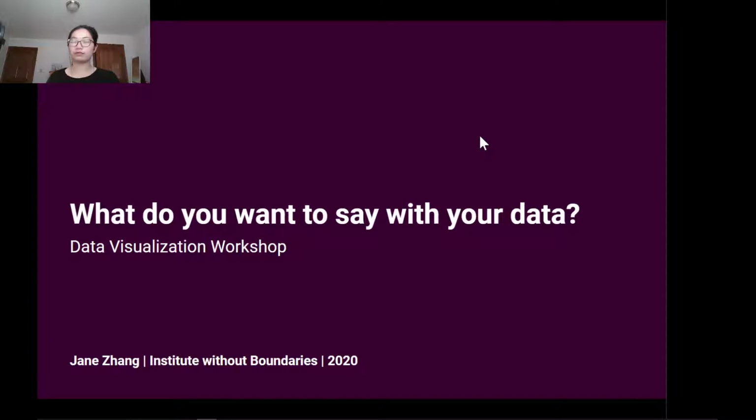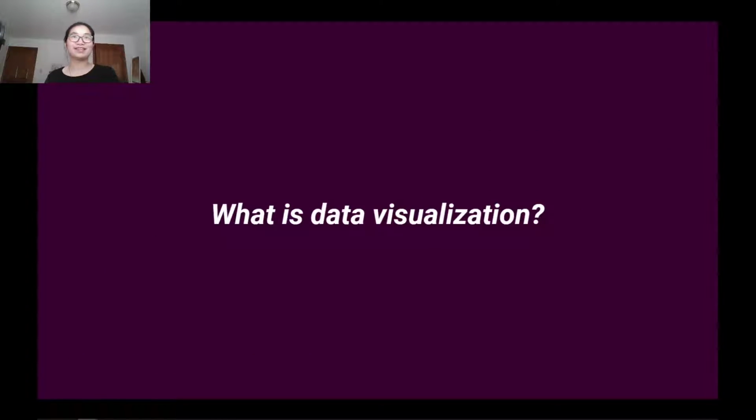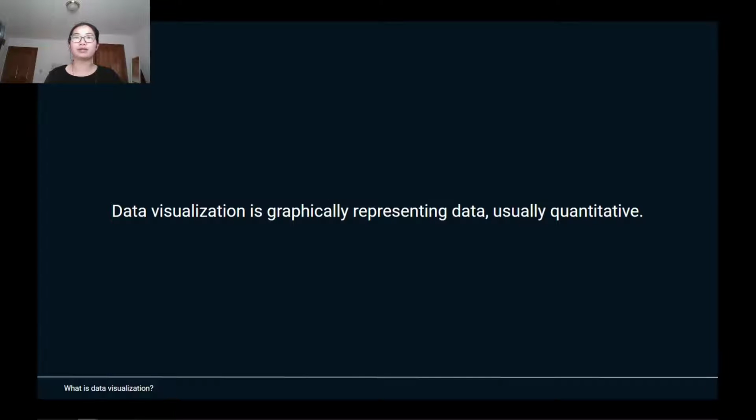So first off, what is data visualization? This isn't very clear. There isn't a good answer for this, mainly because there isn't an agreed understanding of what it really is. There's a lot of blurred lines, but generally what we could say is data visualization is graphically representing data, and usually it's quantitative. When we say data that's quantitative, it is what can be measured. So things like weight, height, temperature, these are all things that you can measure.